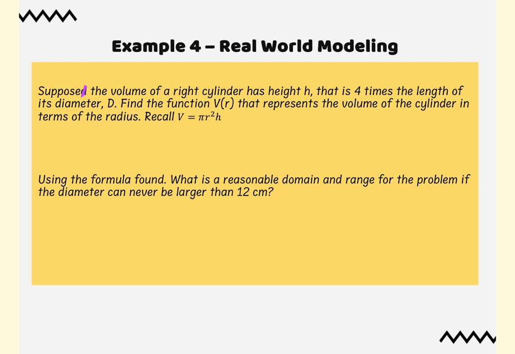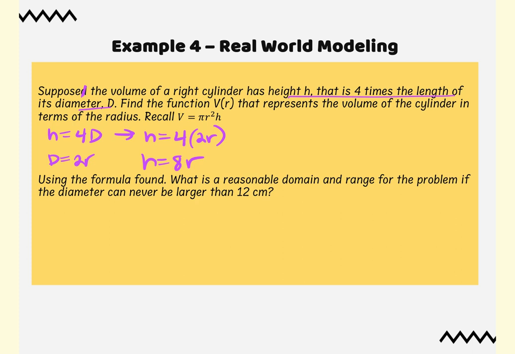All right, so it says that the height is 4 times the length of the diameter. So my height is going to be 4 times the diameter. But I also need my radius, right? What is diameter? 2r. So really, height is 4 times 2r, or the height is 8r. With me so far? Okay.